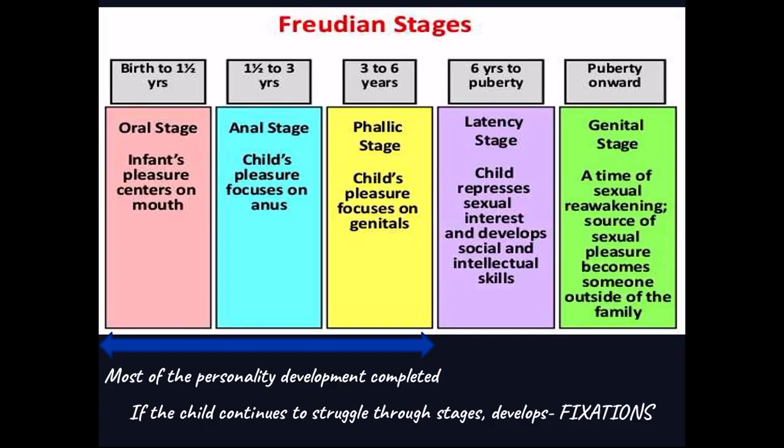Now Freud put forward the 5 stages. This is very important. What you have to know is the name of the stage, the age group of the stage, the zones of focus, gratifying activities, and the fixations. Fixations are when the child continues to struggle through a stage, and then develops certain fixations. According to Freud, most of the personality is completed by 5 years of age, that is, in the first 3 stages of life.